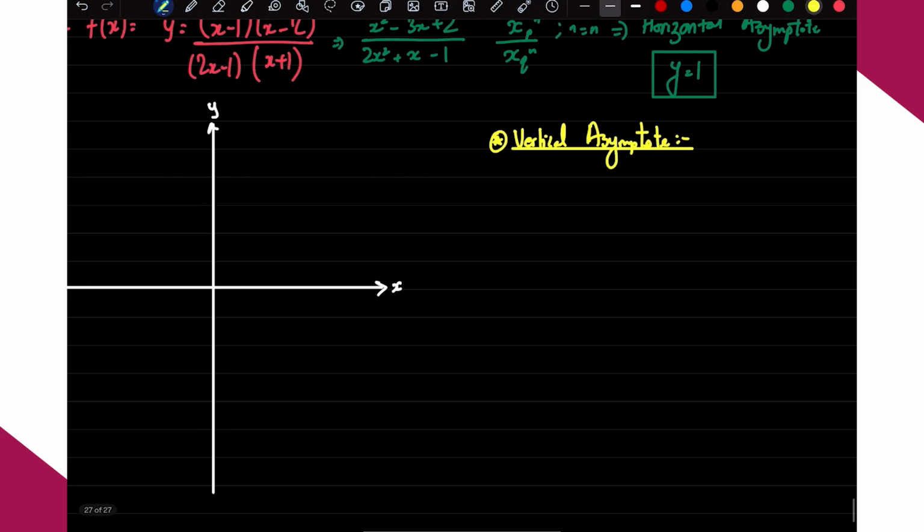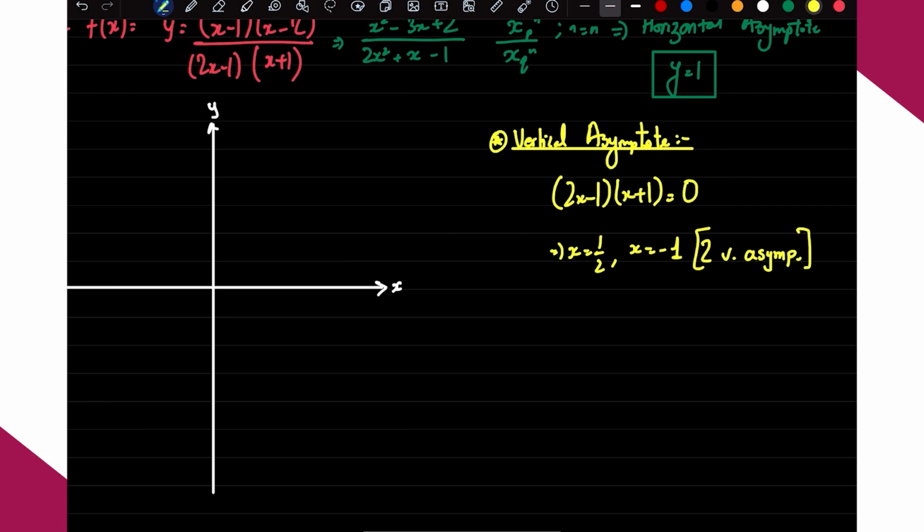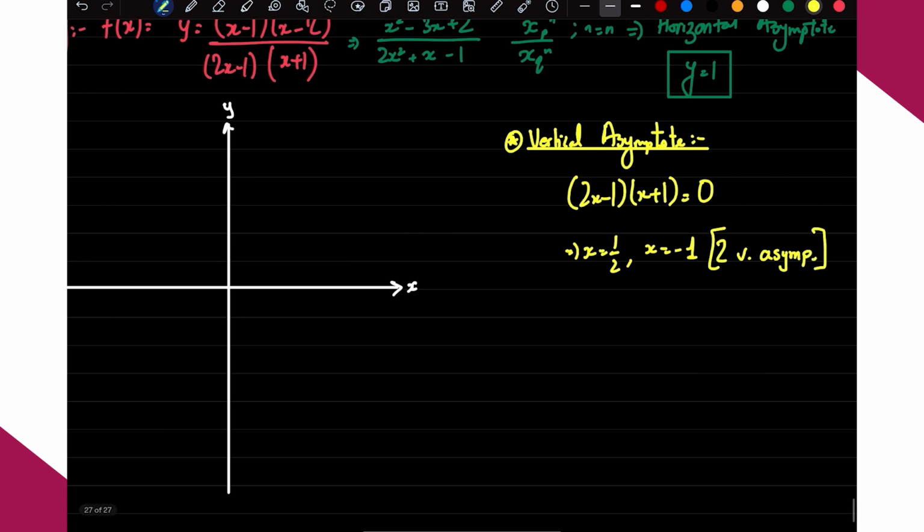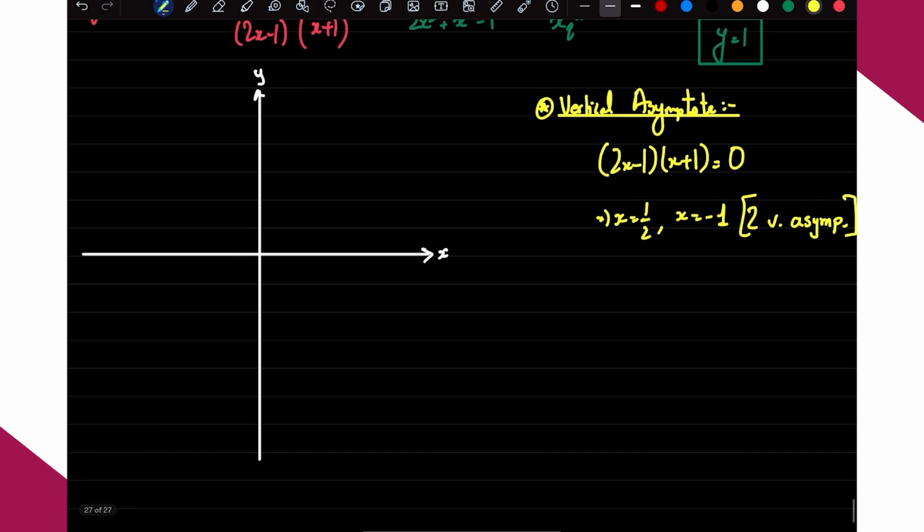So now what should we do? Let's find out. The denominator must be equal to 0. That's the first rule that we want to follow. So we put it equal to 0, just like this. And then the values of x are one half and x is equal to -1. So these are the two vertical asymptotes. That's the first property that we've established. Since we have found the two values of the vertical asymptotes, we can now simply sketch them.